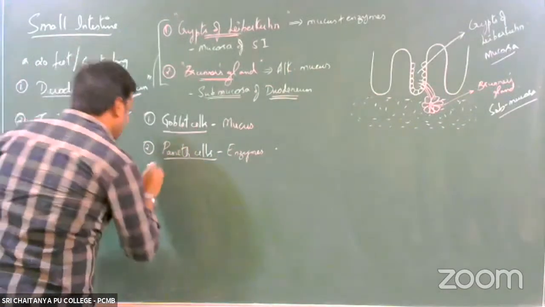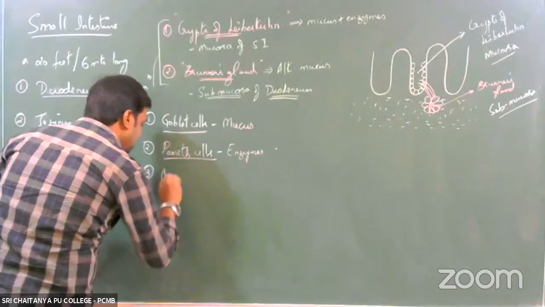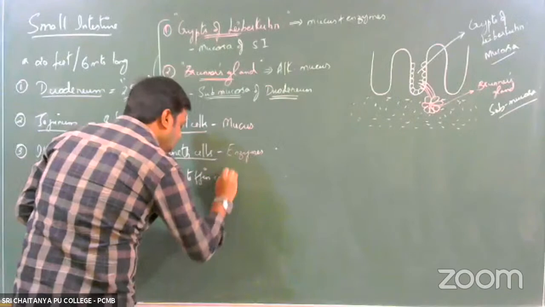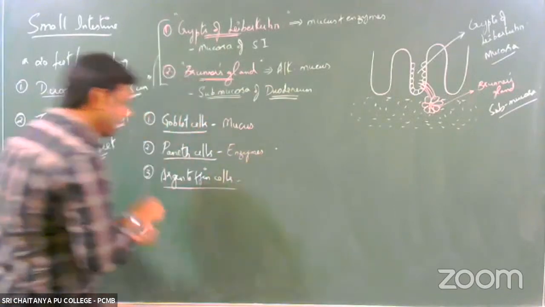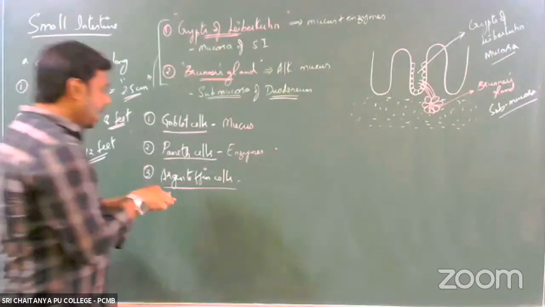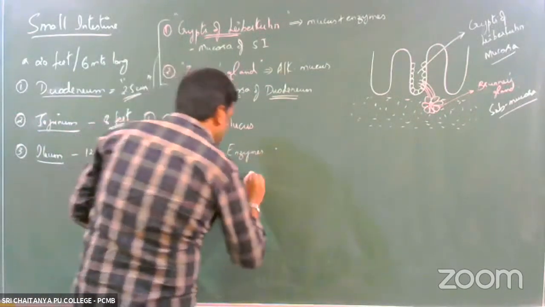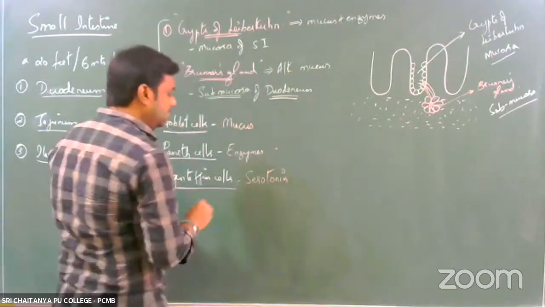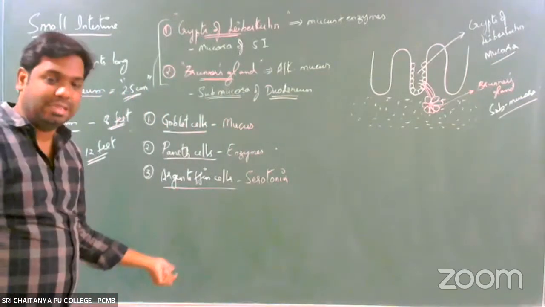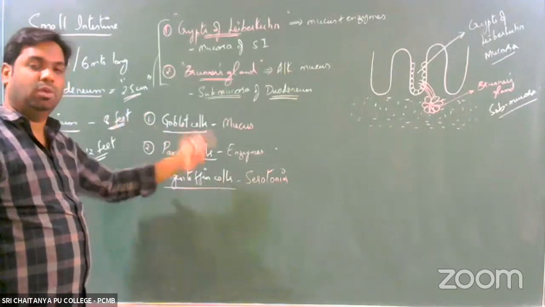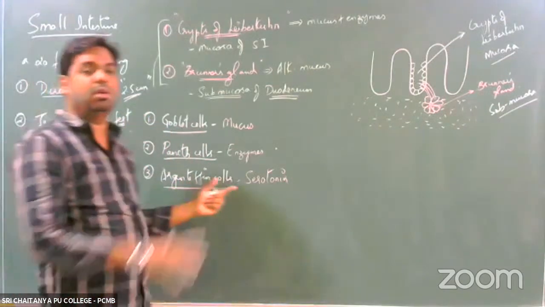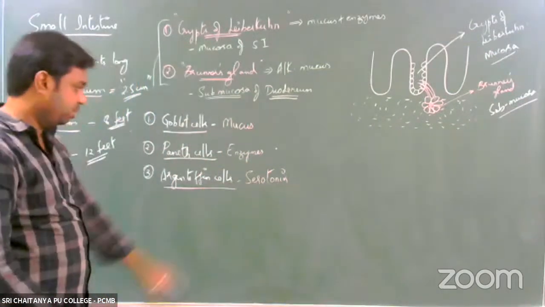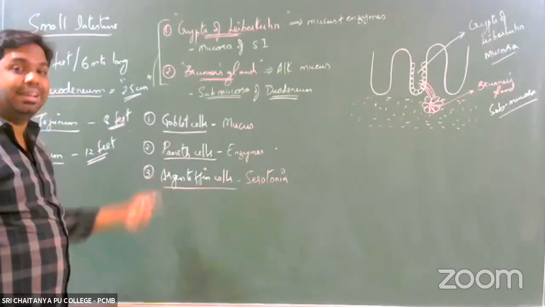The third type of cells that are present are called argentaffin cells. We have already spoken about argentaffin cells, right? It secretes a vasoconstrictor, which is called serotonin. So serotonin is secreted by these argentaffin cells. And as we have already said, it regulates the contraction of the muscles present in the muscularis region. So serotonin is secreted by the argentaffin cell.